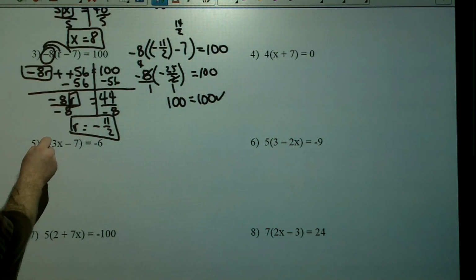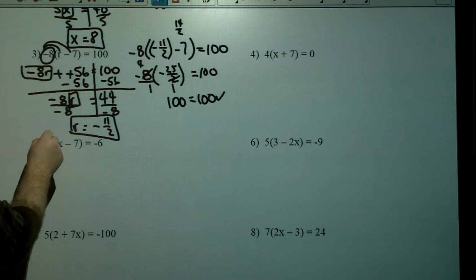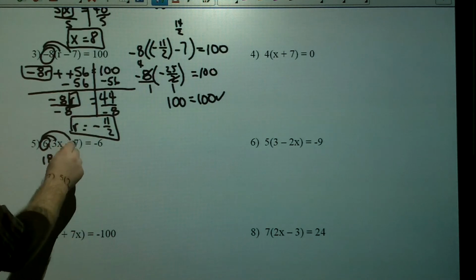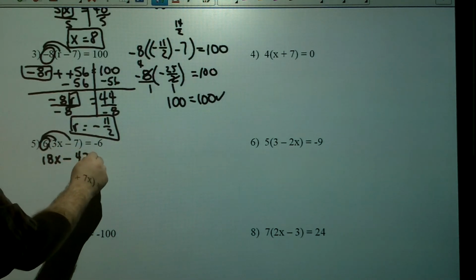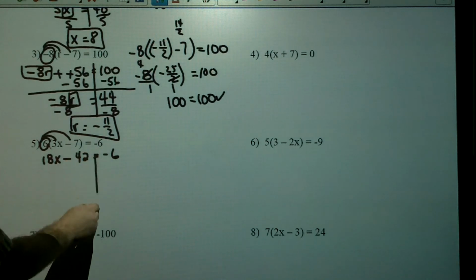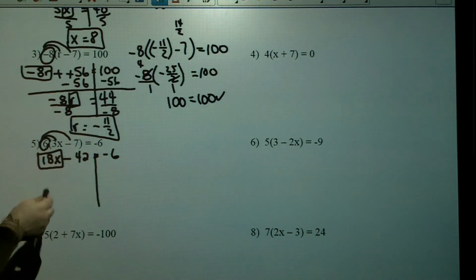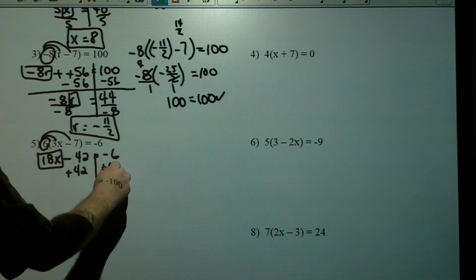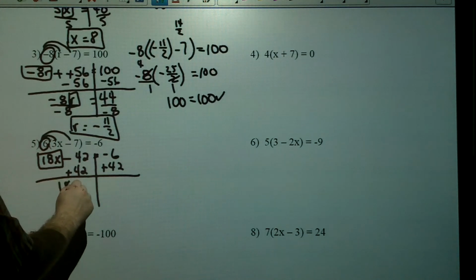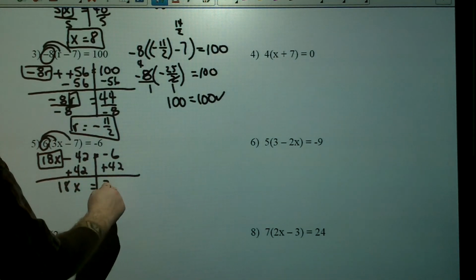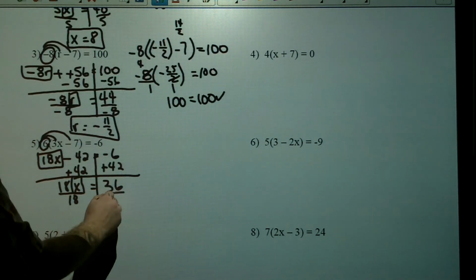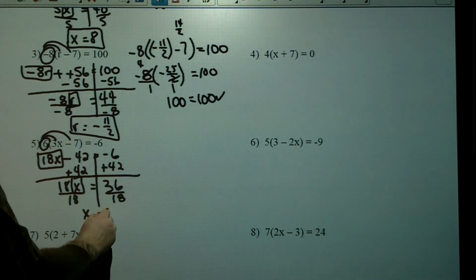Number 5, we take the 6 and we distribute it to the 3x and to the 7. So 6 times 3x is 18x. The minus sign stays. 6 times 7 is 42 equals negative 6. I want 18x by itself, so I have to get rid of minus 42. I do the opposite of that, which is plus 42. So 18x equals 36. I want x by itself, so I gotta get rid of 18. I do the opposite of that, which is dividing by 18. x equals 2.